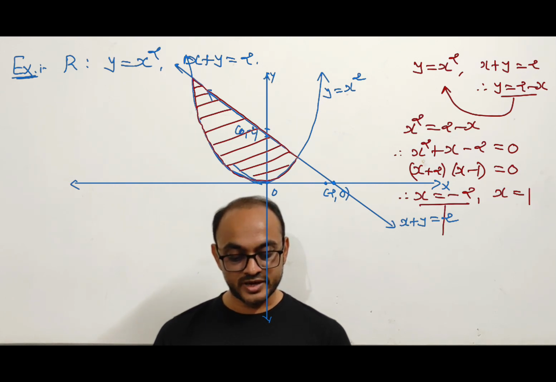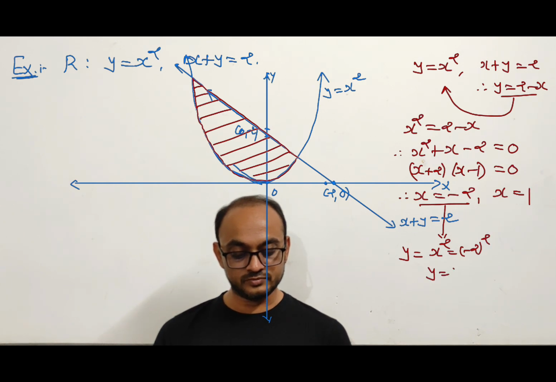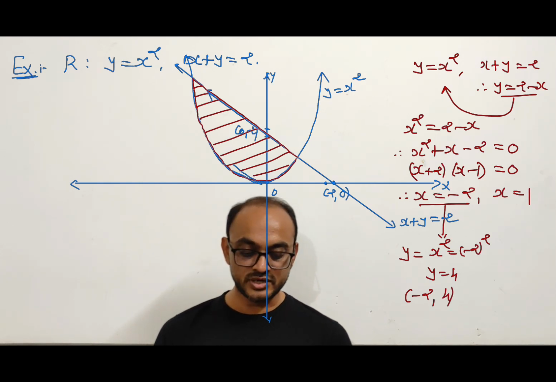When x is equal to -2, what is y? y is equal to x squared, so this is (-2) squared. y is equal to 4. So when x is equal to -2, y is equal to 4 is the first intersection point.